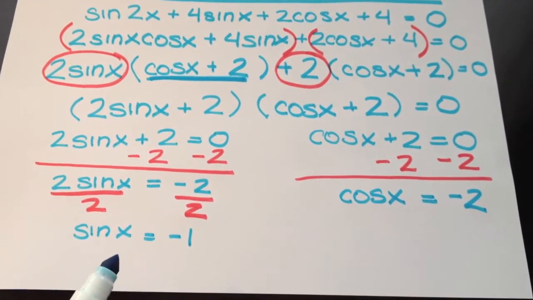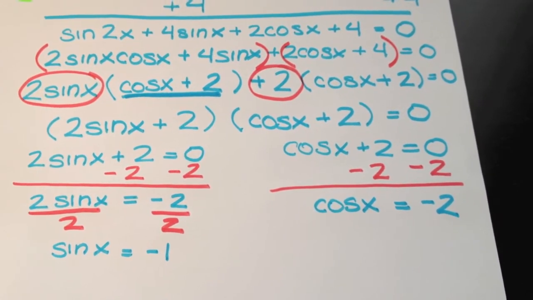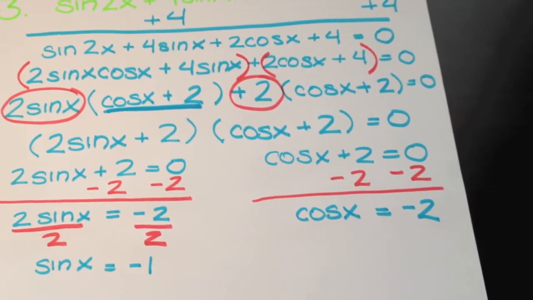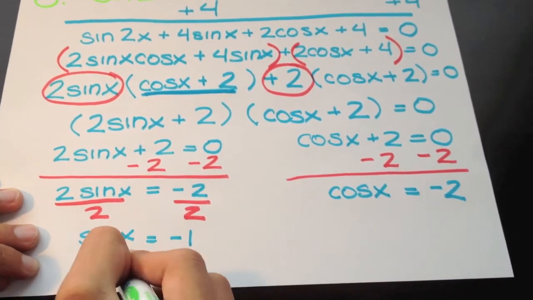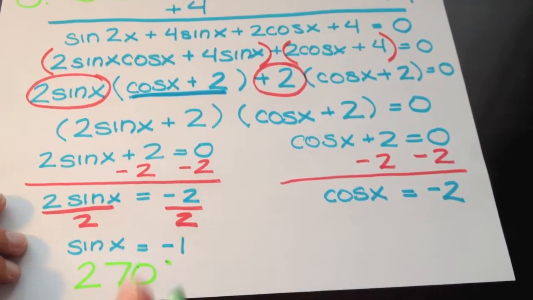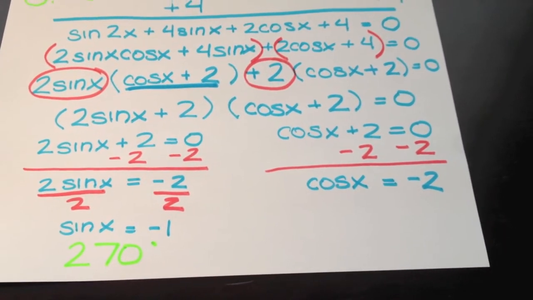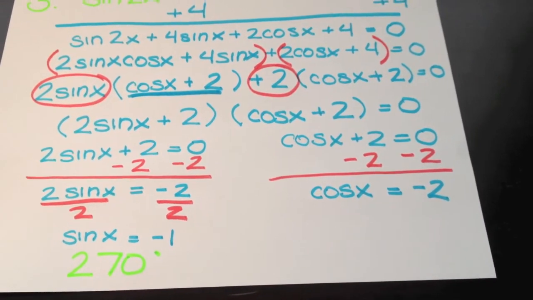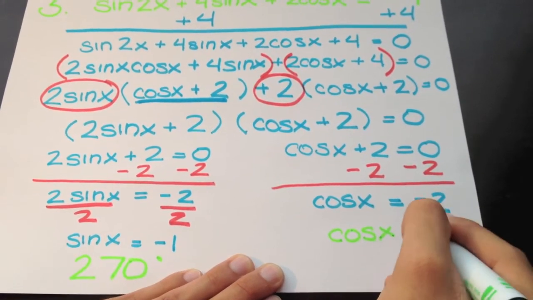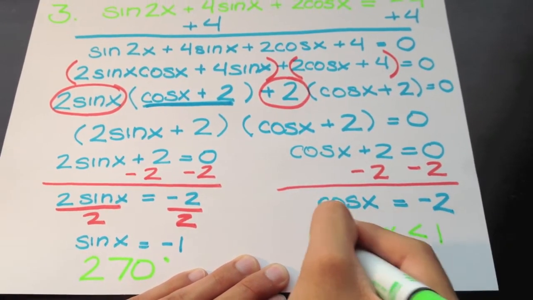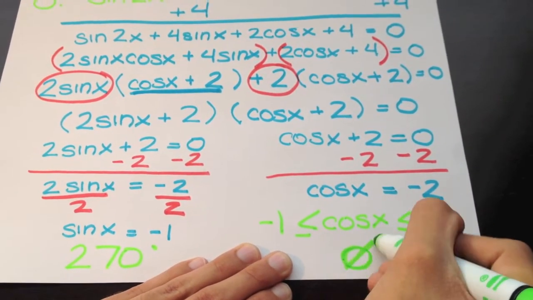For sine of x equals -1, sine of x equals -1 at angle 270, because sine of 270 is -1. So our answer is 270 degrees. And for cos of x equals -2, remember that the range of cos of x is between 1 and -1, so this side has no answer.